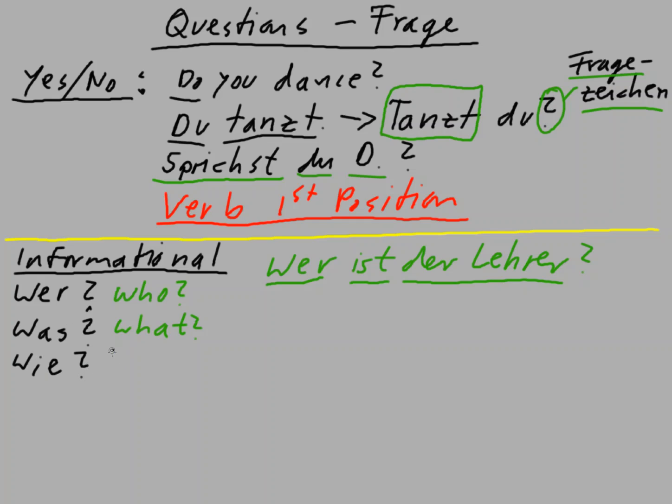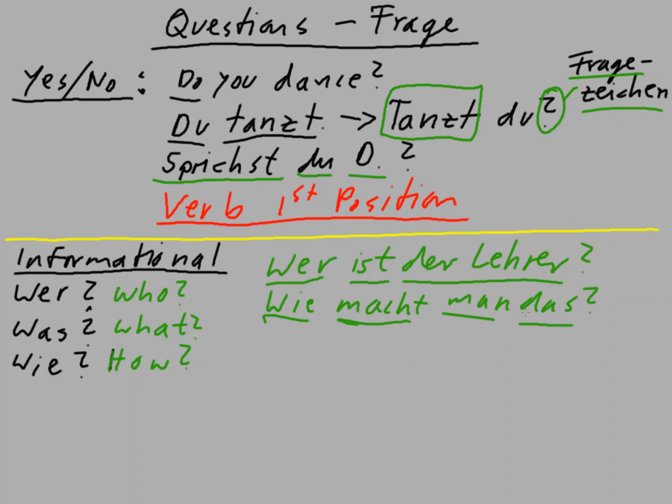Then we have wie. That would be how. So you might have heard this from the sentence, wie viel Uhr ist es? Now that is a weird sentence, but that's how we say it in German. Literally in English it means how much time, how much clock is it? Makes no sense, but that's how we ask, right? We could ask, wie macht man das? How does one do that? Wie macht man das?